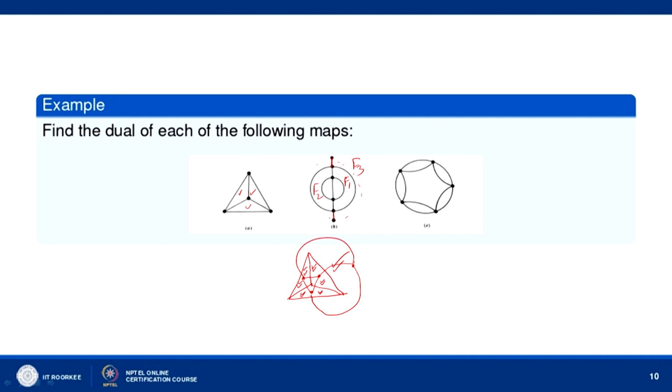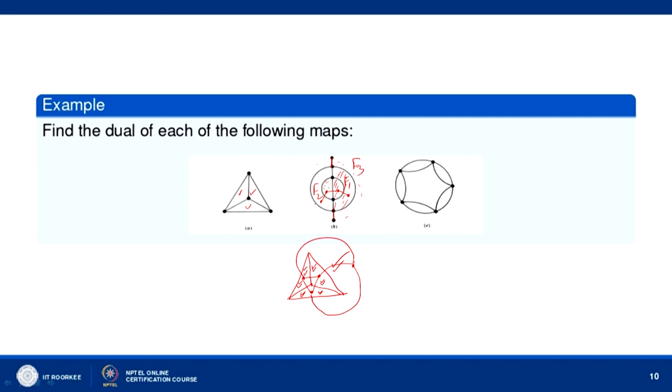Now, you see this region F1 is adjacent to this region. So, what we do? We take a vertex here and a vertex here and join them by an edge. Then this region and this region are adjacent. So, we take a vertex here and join like this, and then this region and this one F2 are adjacent. So, we take a point here and join like this.